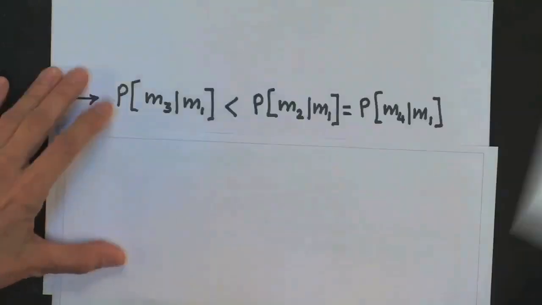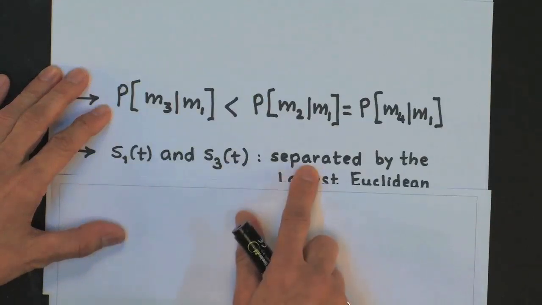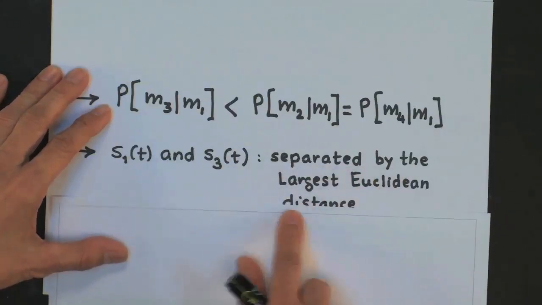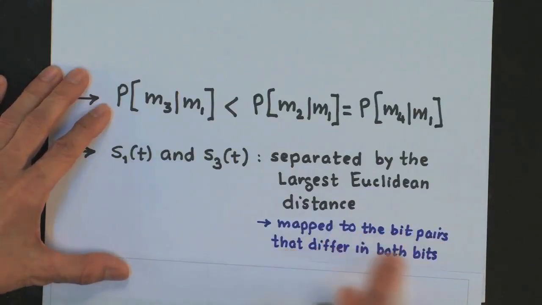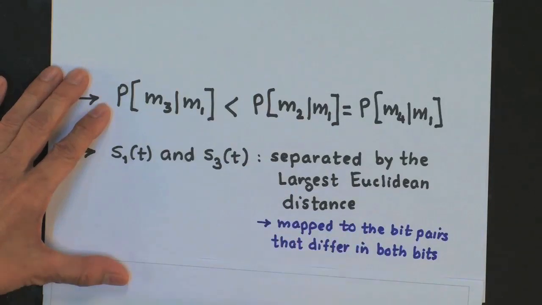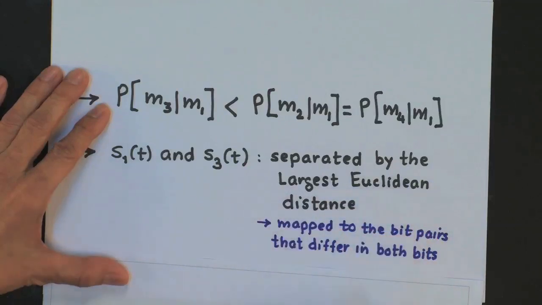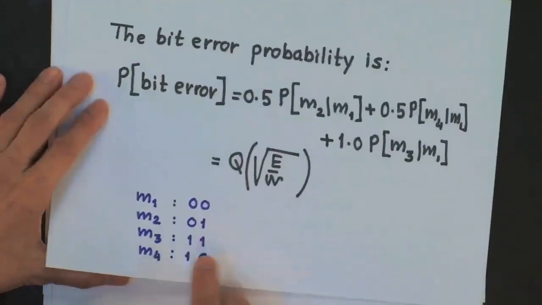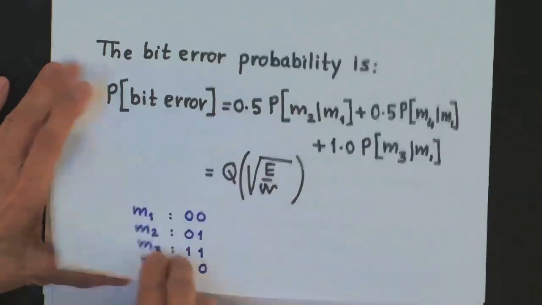So, this implies that the signals S1 and S3, which are separated by the largest Euclidean distance, should be mapped to the bit pairs that differ in both bits. Equivalently, the signals that are closest to each other, that is the nearest neighbors, should be mapped to the bit pairs that differ in only one bit, and such a mapping is called a Gray mapping. And the way we carried out the mapping is a Gray mapping.